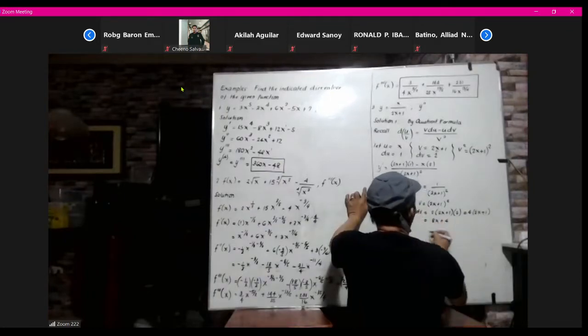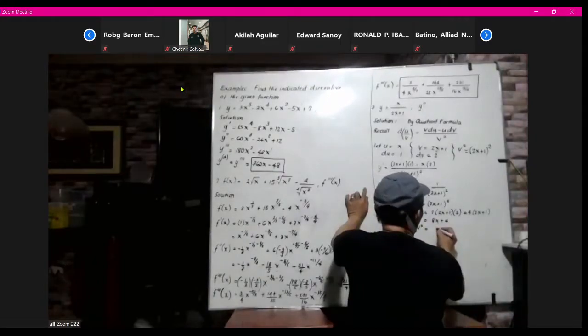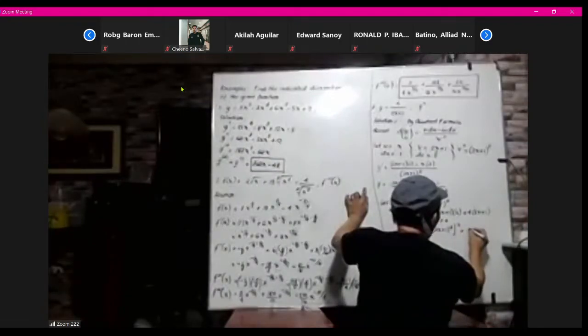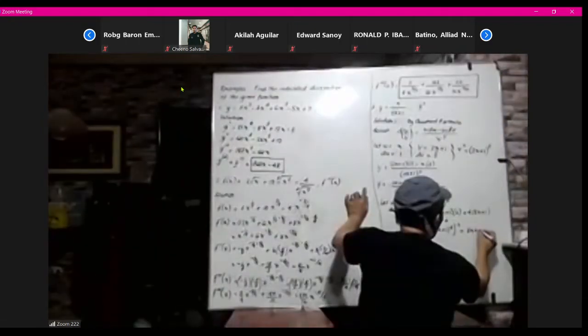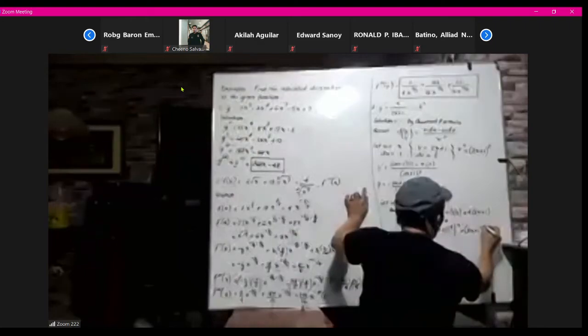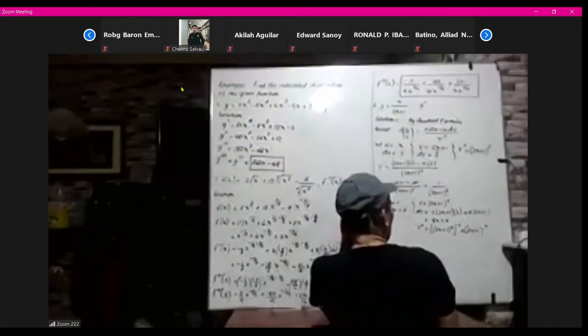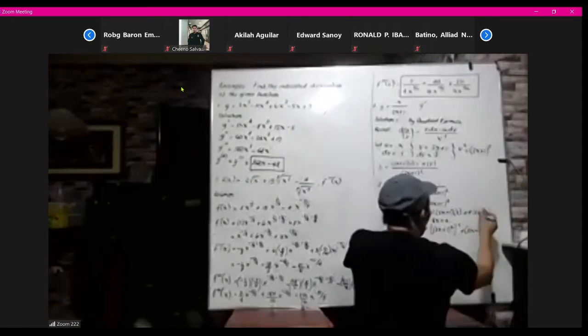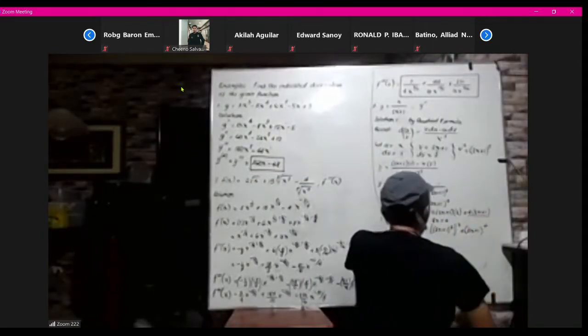Okay? Now, how about our v square? So, v square is equal to 2x plus 1 squared, then square ulit. So, ang sagot natin ay 2x plus 1 raised to 4. Okay? So, yun yung value niya. Either itong gamitin natin o kaya yan. Pwede naman ito. Okay? Pwede naman yan.